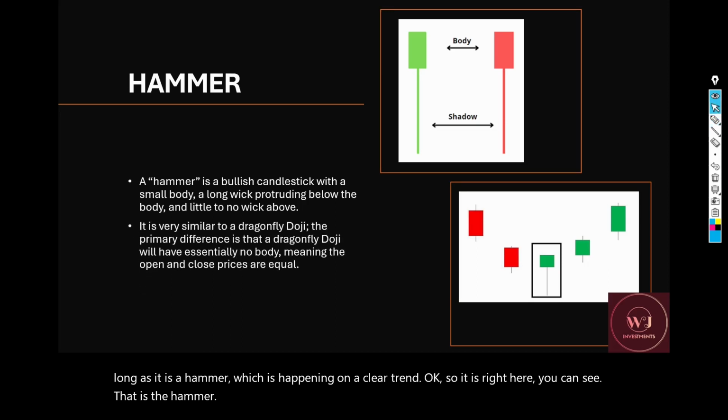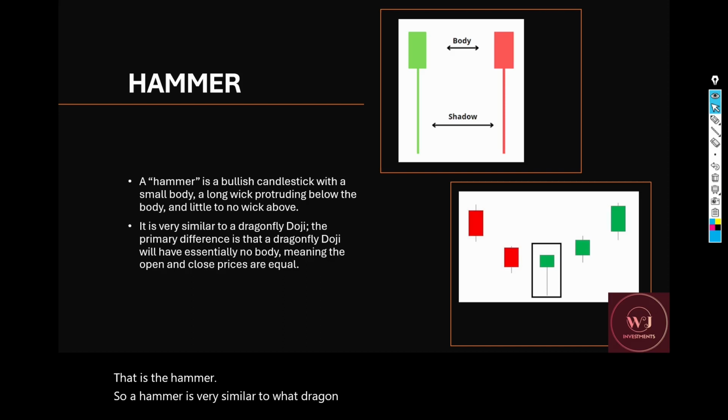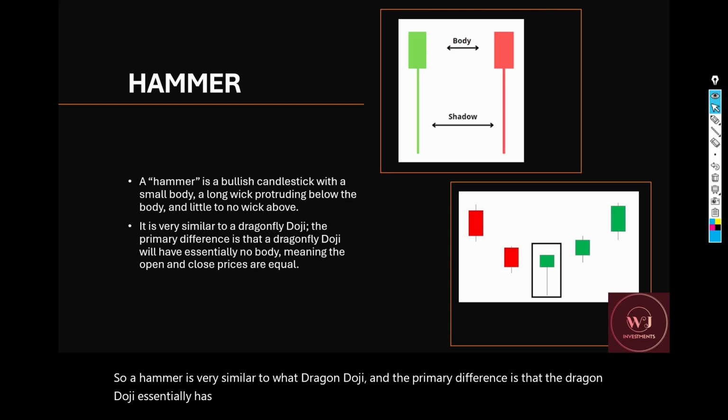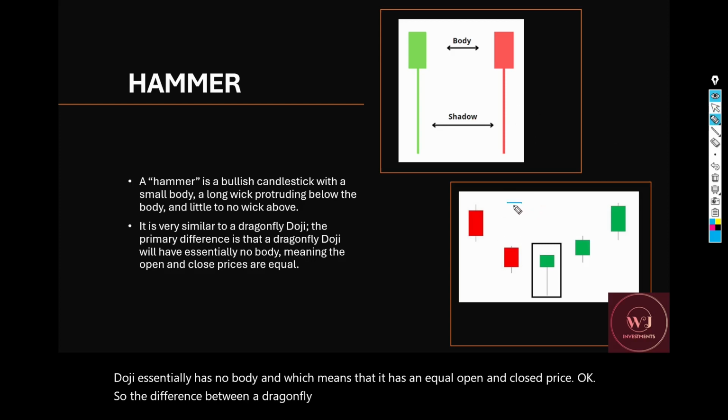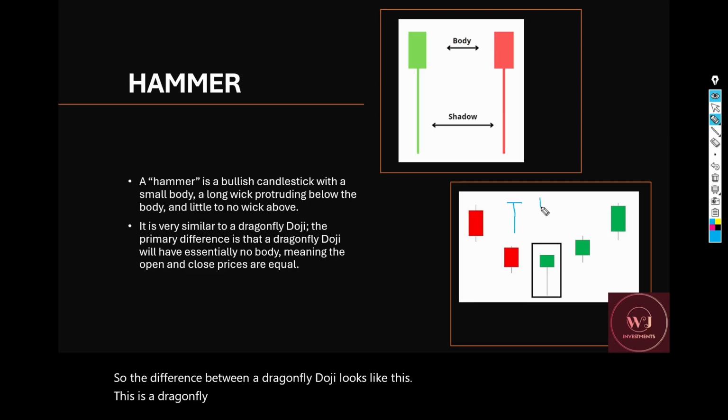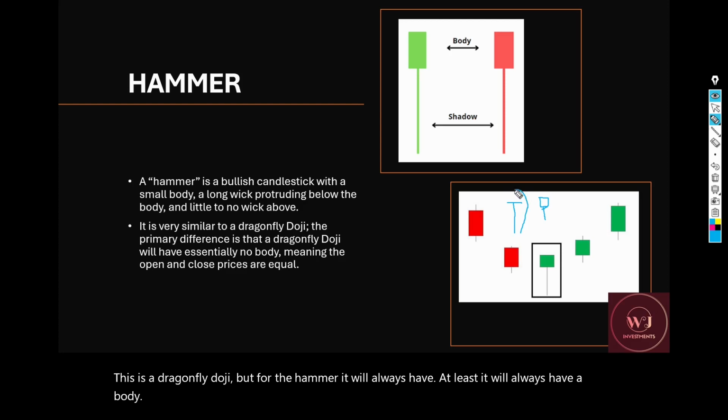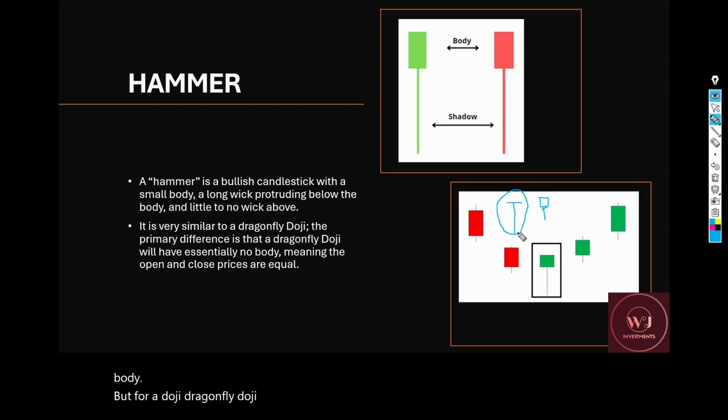So a hammer is very similar to a dragonfly doji, and the primary difference is that the dragonfly doji essentially has no body, which means it has an equal open and close price. Okay, so a dragonfly doji looks like this. This is a dragonfly doji, but the hammer will always have at least a body. But a dragonfly doji will not have any body at all in most cases.